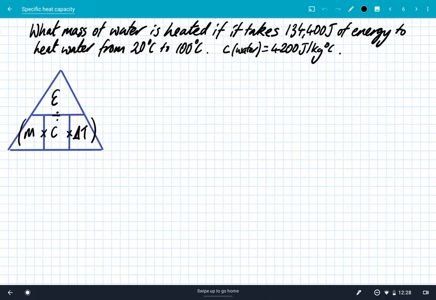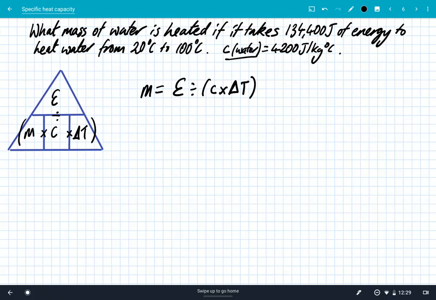So let's look at another example. What mass of water is heated if it takes 134,400 joules of energy to heat some water from 20 degrees to 100 degrees? And we've been given the specific heat capacity, which is 4,200 joules per kilogram per degree Celsius. So we want mass this time. So we're going to use the equation for M. So I'm going to cover up M in my formula triangle, and we're going to say that M is equal to E divided by brackets C times delta T.